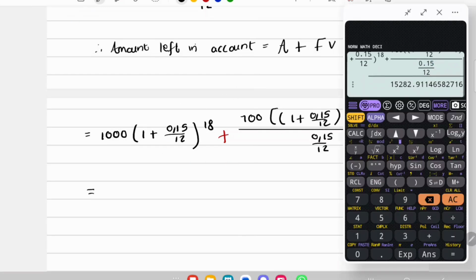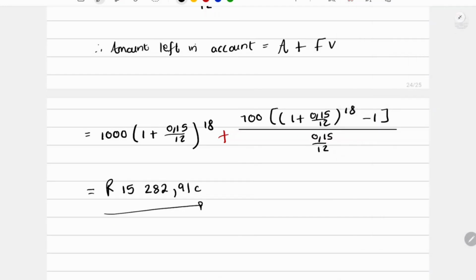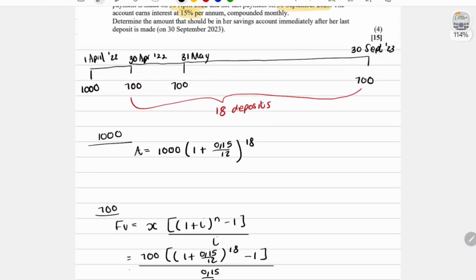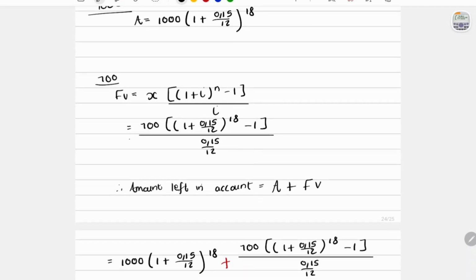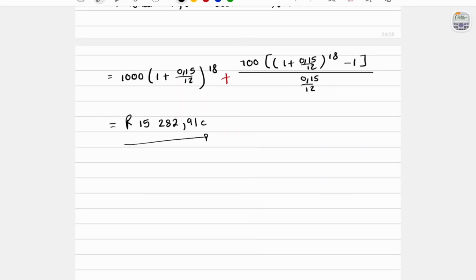When I add both of them, I get the final answer being 15,282 point 91 cents, and that is our final answer. So that is it for financial maths for this question. And then in the next video, we finally move on to calculus and then probability.